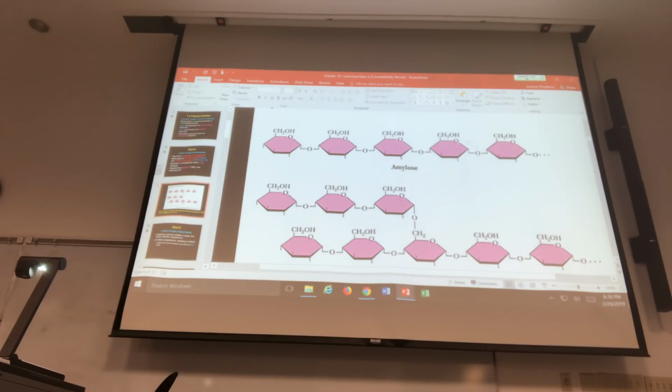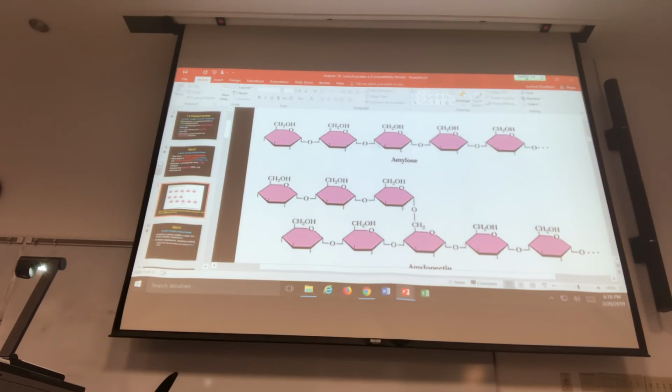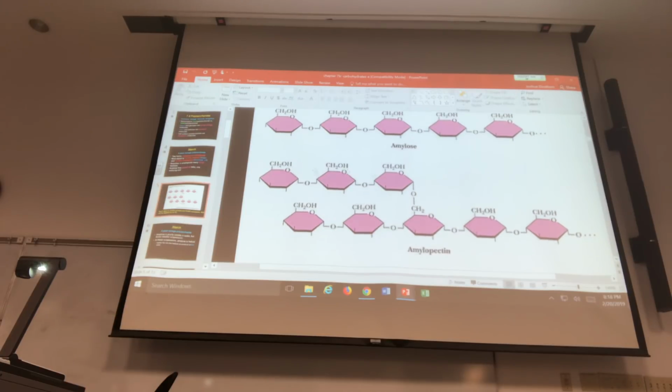So if you find a bunch of glucoses connected to each other with alpha links, you almost have your answer. How can you now tell the difference between amylose and amylopectin? Amylose is a nice linear chain of glucoses. Amylopectin has branches in them. That's about it. That's the only difference between them. They're both versions of starch, just that amylose is linear and amylopectin is branched.